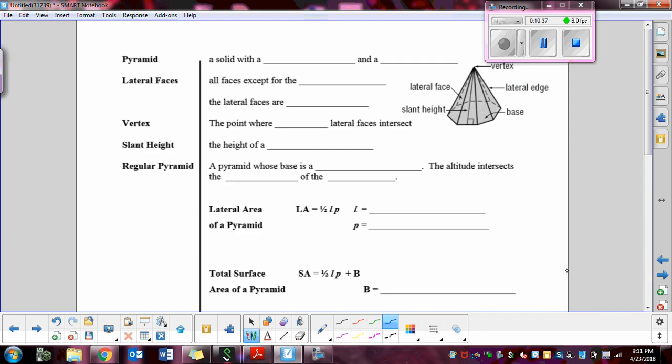Let's go over a pyramid. A pyramid is a solid with a polygon base and a vertex. What's really special about this one is the base can be any type of polygon. It could be a square. Usually we're going to see a pyramid has a square base or a rectangular base, but it has to be a polygon on the bottom. Polygon base and a vertex, which means that my solid is going to have a top that comes together at a point.